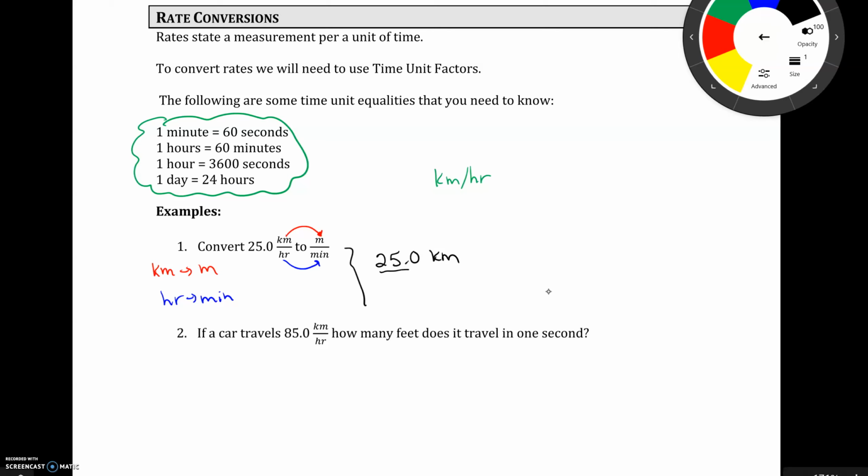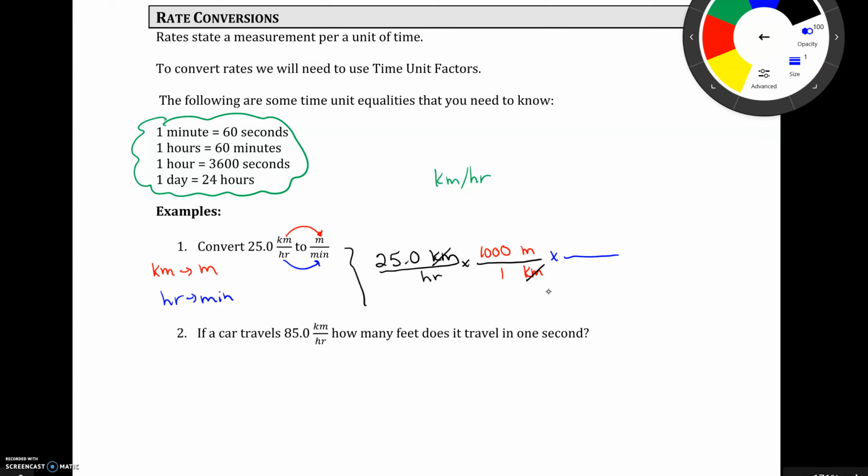Okay? So when I set this up, I'm going to set up my initial measurement as a fraction where I have 25.0 kilometers, and then the per hour I'm going to put in the denominator. So we're going to do our distance conversion first. We know we're going from kilometers to meters. We know how to convert between kilometers and meters. We know 1 kilometer is 1,000 meters. And I set up my conversion factors so that the units cancel.